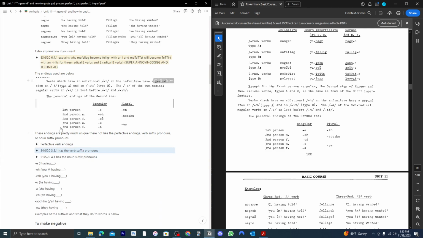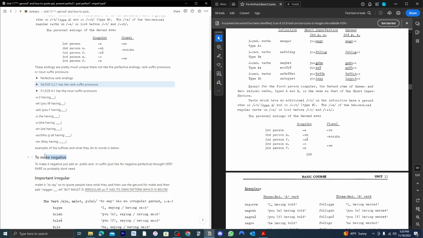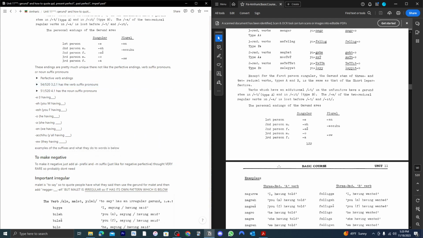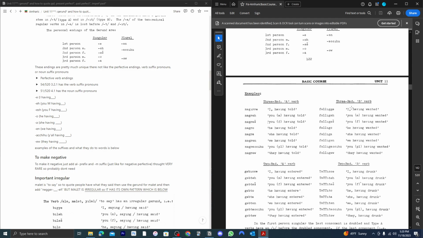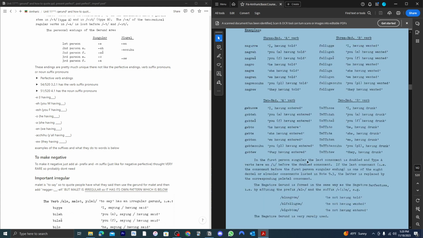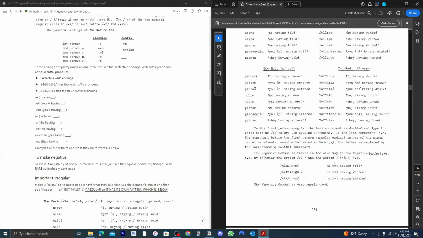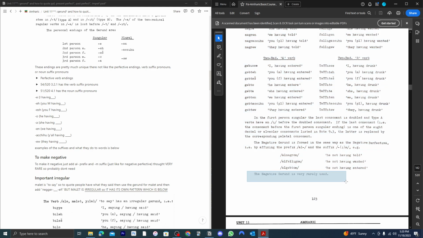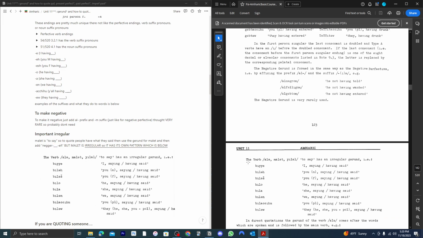Anyway, to make it negative, you just add an AL and M in front of it. So for I having wanted, al fellegem is I having not wanted. Al negrom, he having not wanted. Al fellegom, he having not wanted. Al fellegeptom, he having not wanted. Very rarely used, so basically don't even worry about this. I wouldn't even try to learn it.